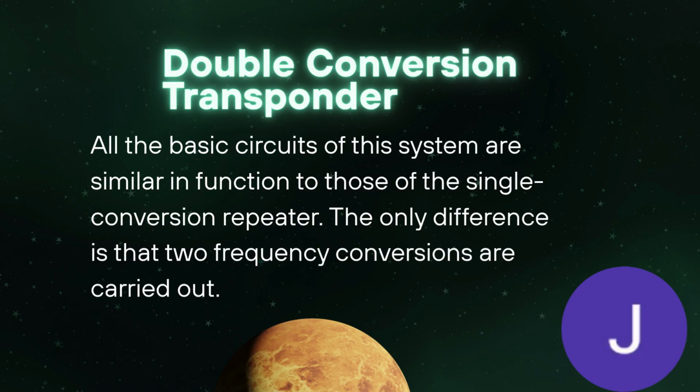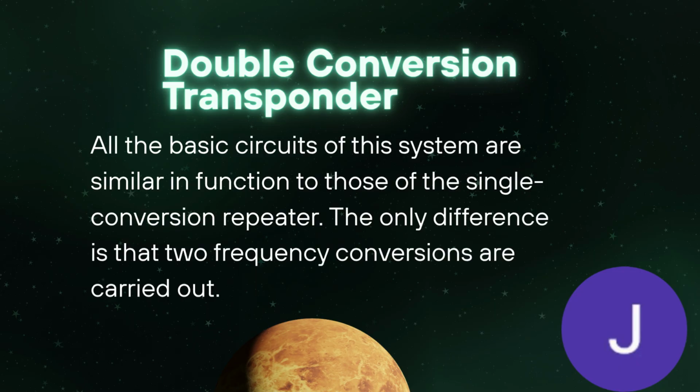Double conversion transponder. All the basic circuits of these systems are similar in function to those of the single conversion repeater. The only difference is that two frequency conversions are carried out. This type of conversion transponder performs two frequency conversions instead of one. And how it works: the uplink signal goes to the first frequency conversion, then the intermediate frequency goes to the second conversion, then it is amplified and transmitted. Its advantage is better selectivity, reduced interference and noise, and improved signal quality.